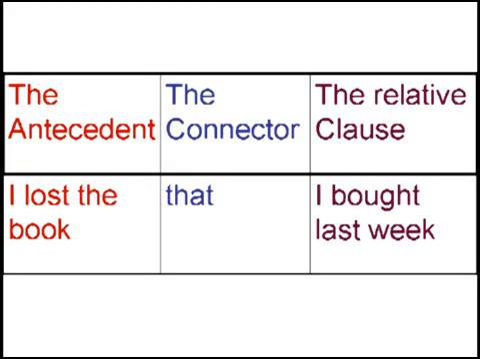In this sentence, you can notice that the connector that links the inanimate antecedent, the book, which also functions as the object in the sentence. Then, the relative clause in this sentence follows to modify or to describe the object, the book, by identifying it as the one that was bought last week.